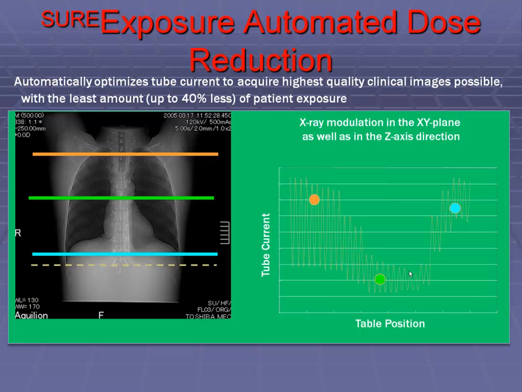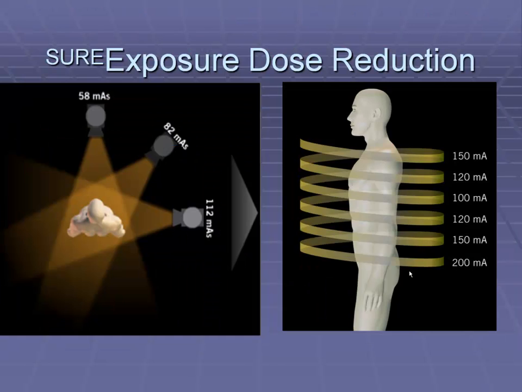Thus, by being able to alter the amount of radiation on a slice-by-slice basis, we've been able to lower radiation dose up to 40% while maintaining the image quality. So areas where you can lower the radiation, we now can lower it, and areas where you need to maintain a higher radiation, that'll be performed as well. And this is all calculated automatically by the computer.